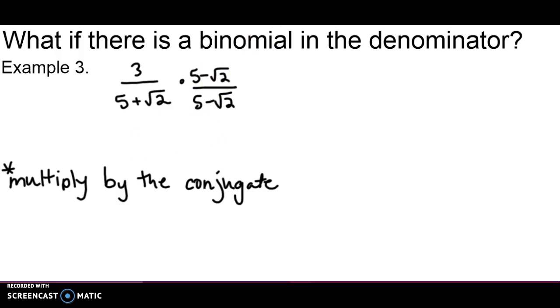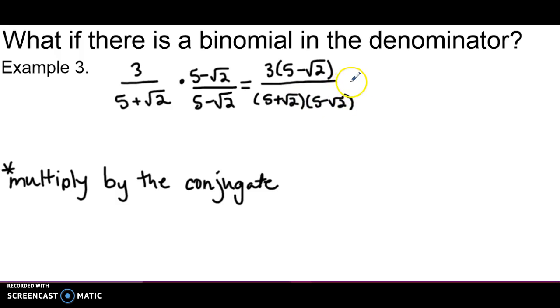Okay? So when we do that, it's going to change things up a little. On the top, what I have is 3 times 5 minus square root of 2 over 5 plus square root of 2 times 5 minus square root of 2. We need to go back to our multiplying a monomial by a binomial and multiplying a binomial times a binomial. So on top I have 3 times 5, and all I'm doing is distributing through this 3. 3 times 5, which is 15, and then 3 times negative square root 2, which is negative 3 square root 2, all over, and now I'm going to multiply through this, and I'm going to have to double distribute.